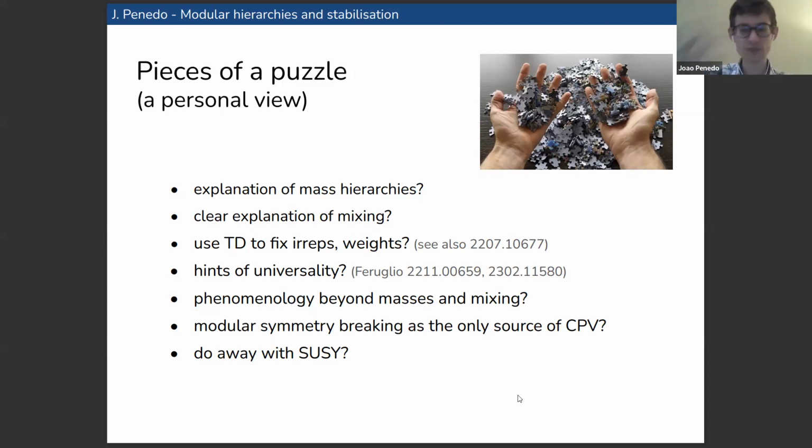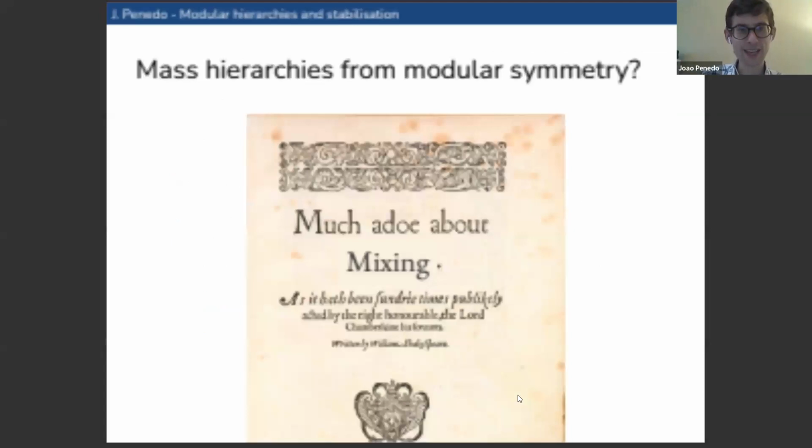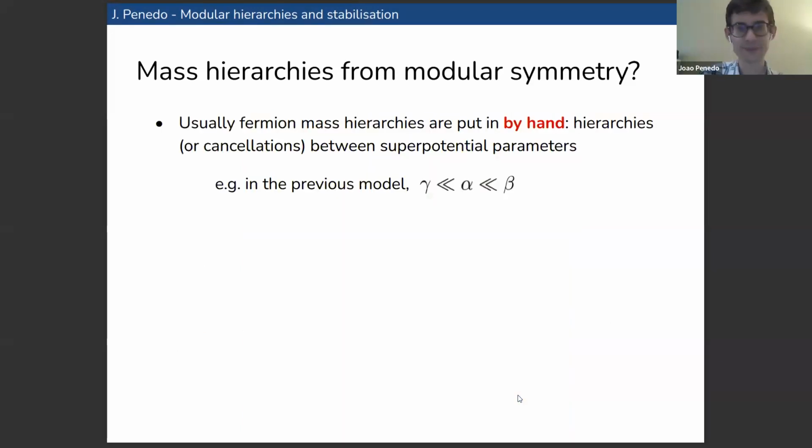And to do away with SUSY would also be interesting. So let me not take a long time here. Now that we have the background, let's discuss how fermion mass hierarchies can arise from modular symmetries, and not just be put in by hand, because there has been a lot of work on mixing, particularly lepton mixing. But the mass hierarchies before this paper were usually put in by hand.